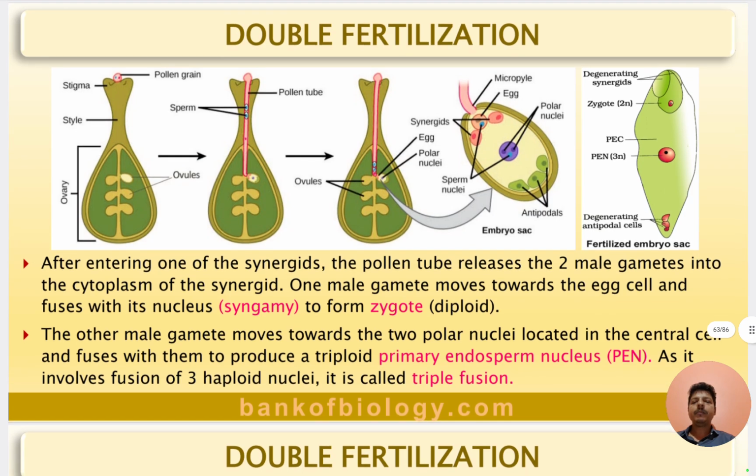Here, double fertilization. After entering one of the synergids, the pollen will release the two male gametes into the cytoplasm of the synergid. One male gamete moves towards the egg cell.